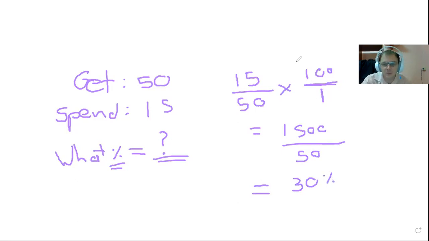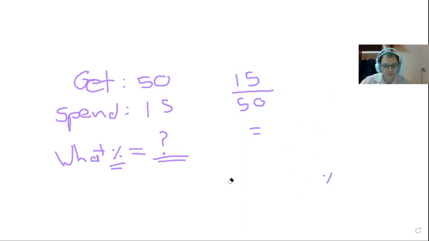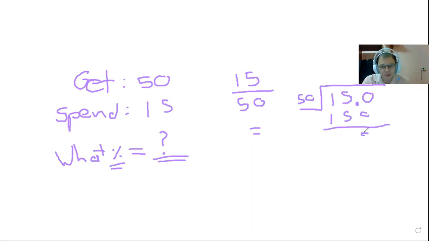Okay, that's if we multiply by 100 at the beginning. But let's not do that. Let's calculate it in this way. 15 over 50 as a percentage. Must pay attention. 15 divided by 50. So 50 cannot go into 15, so we put a dot, decimal point, and a 0. So 150 divided by 50 equals 3. Remember to bring the decimal point to the top.